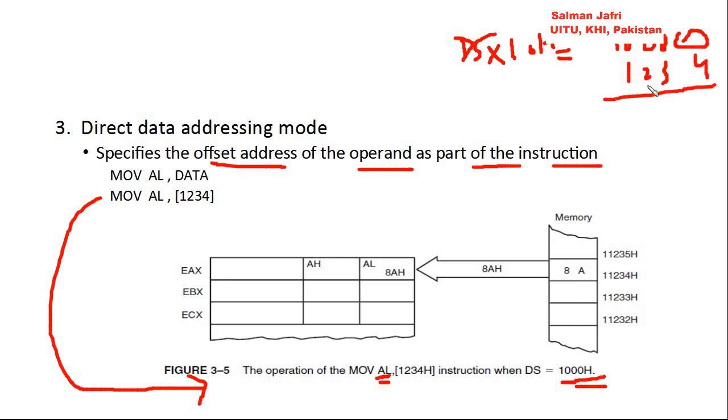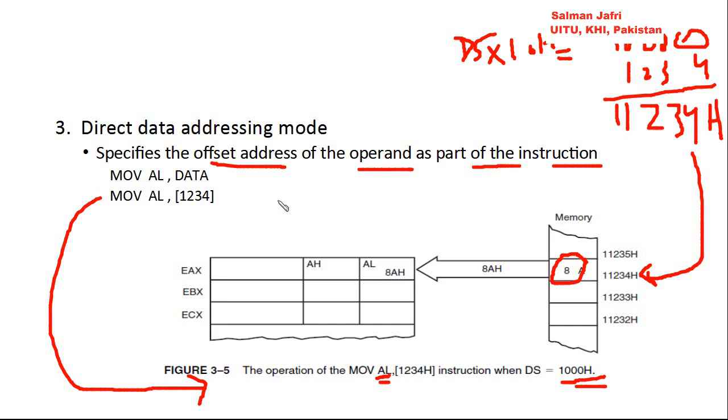So what is the 20-bit physical address? 11234 hex. This address is the source and AL is the destination register. So this memory location would be accessed, and whatever value is stored in this memory location, in this example 8A, would be moved into the AL register. So AL would contain a value of 8AH after this instruction has executed.